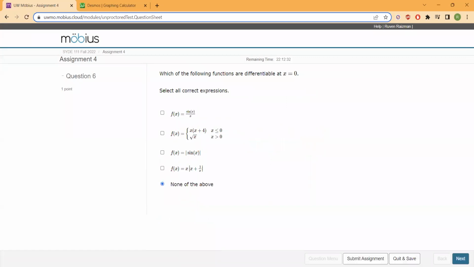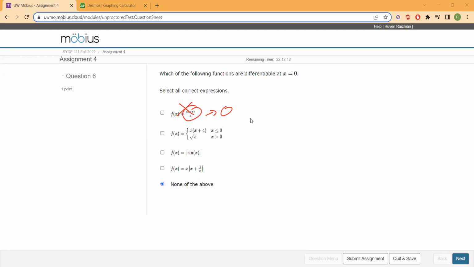Which of the functions are differentiable at x equals 0? So now we have to be very careful, because even if a function is continuous, it isn't necessarily differentiable. So we just need to check that. First, sine of x over x doesn't exist at 0. So therefore, this isn't differentiable.